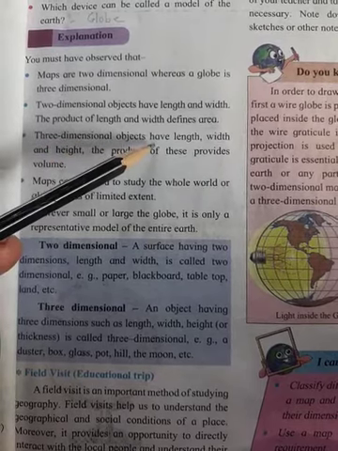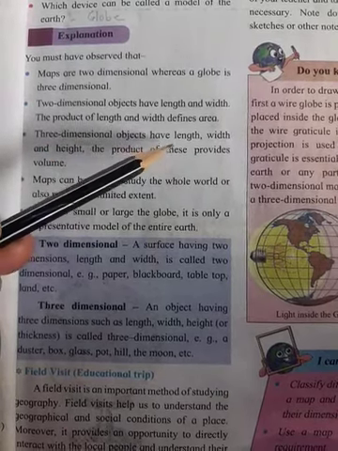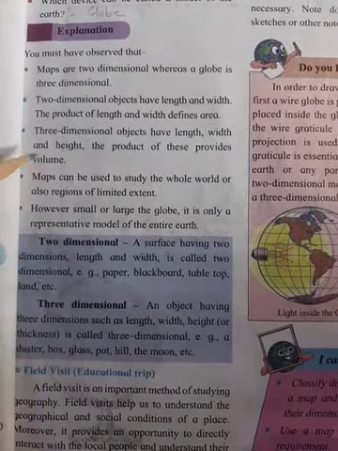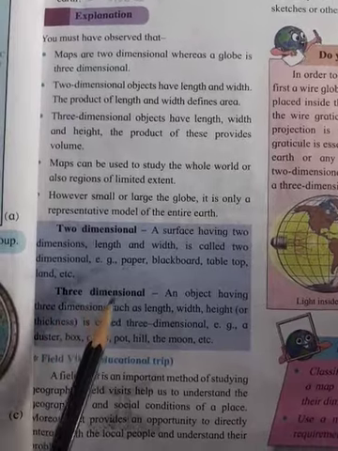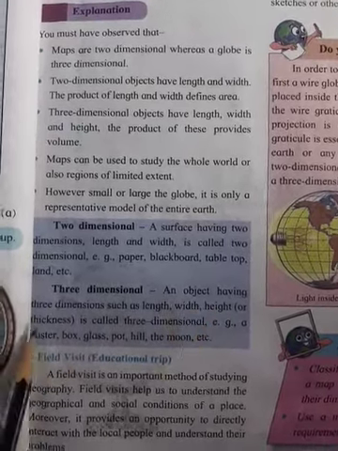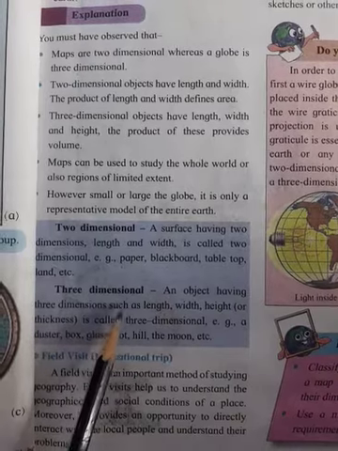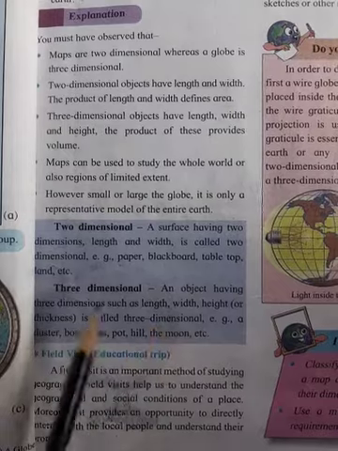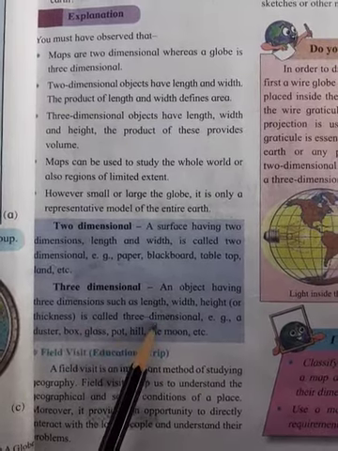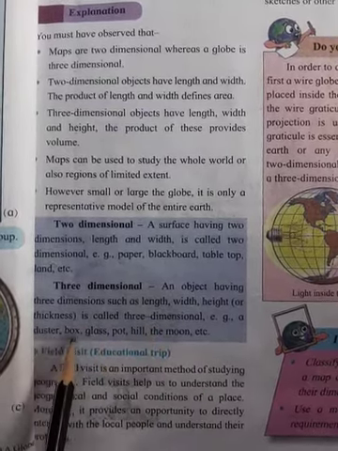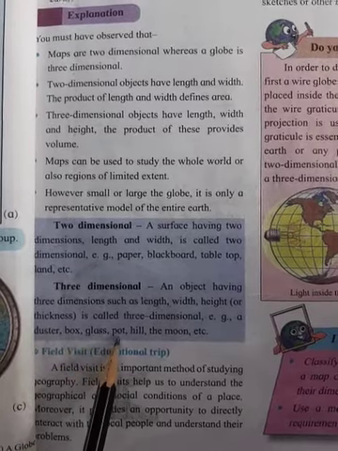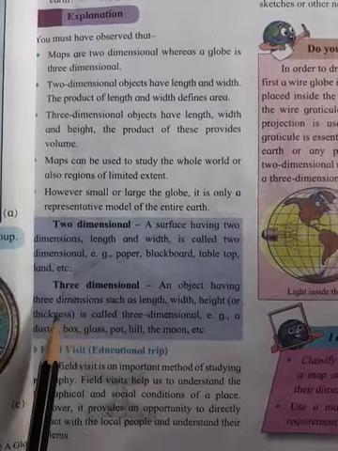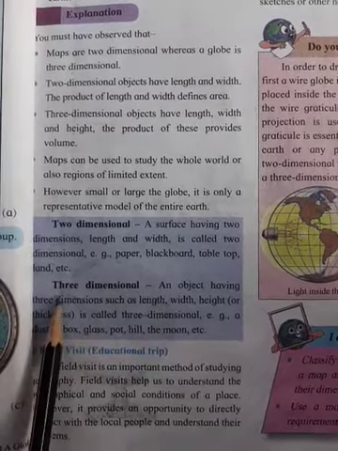have, now see, three-dimensional, it has length, width and height. The product of these provides volume. An object having three dimensions such as length, width and height or thickness is called three-dimensional. For example, duster, box, glass, pot, hill, the moon, etc. These are the examples of three-dimensional.